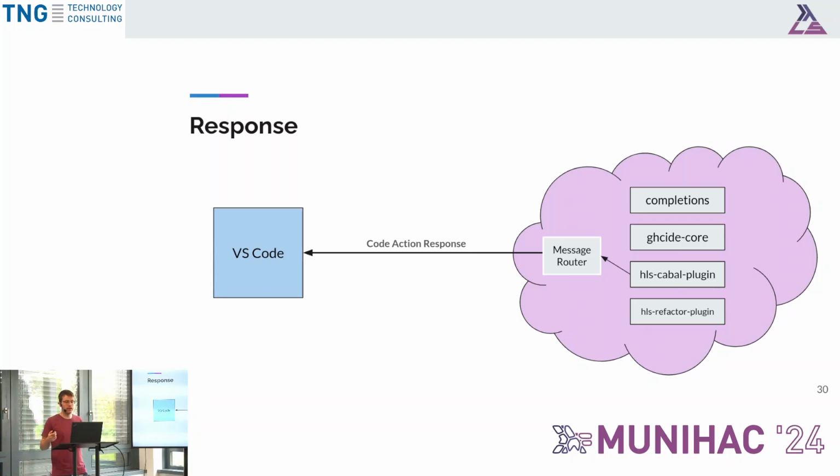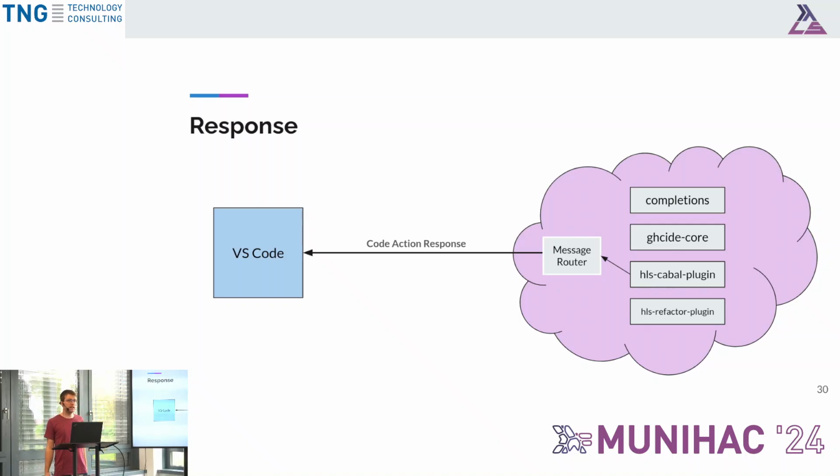However, additionally, multiple plugins could respond to that request. So for example, the HLS refactor plugin could see the error and say, okay, you are actually depending on another package that exposes a module that is very similarly named. So perhaps you do not want to add another dependency to your cabal file, you simply want to rename that import statement, which would be another code action fix. And so, in other words, all plugins can respond with potential code fixes.